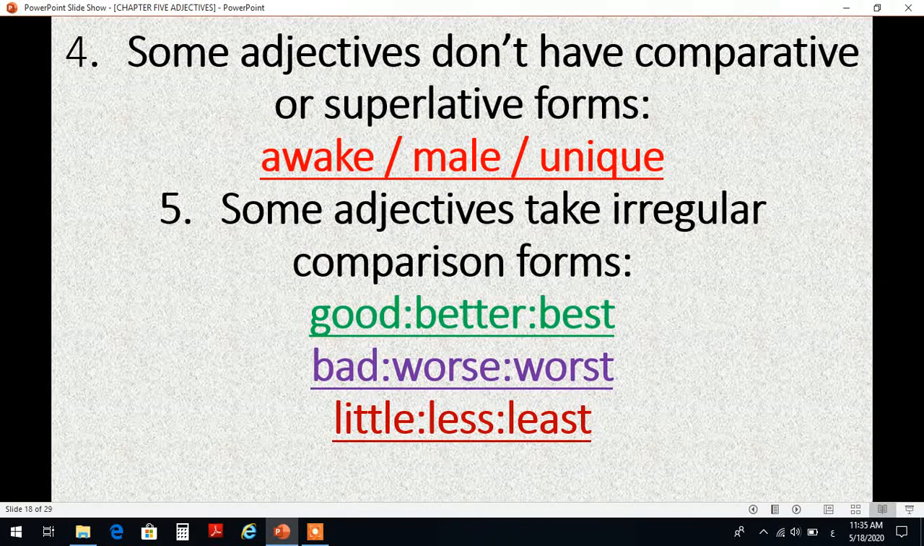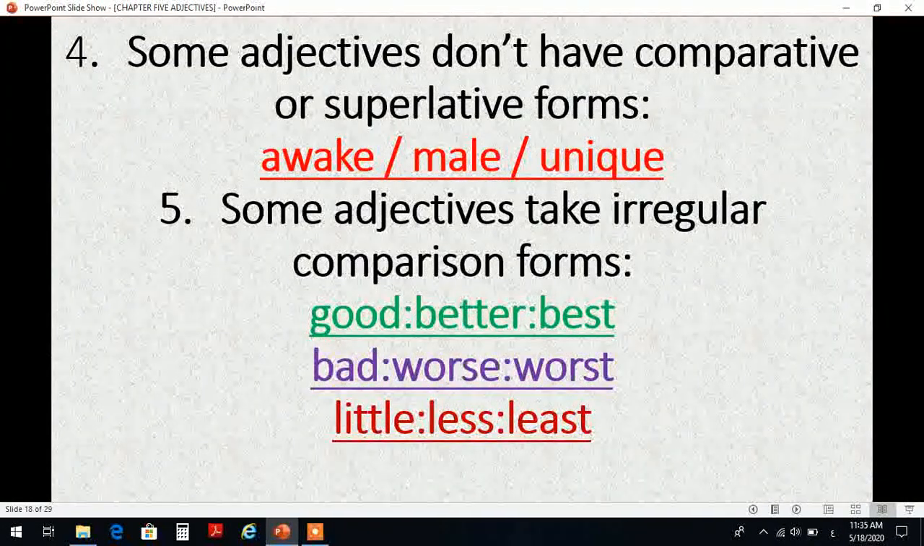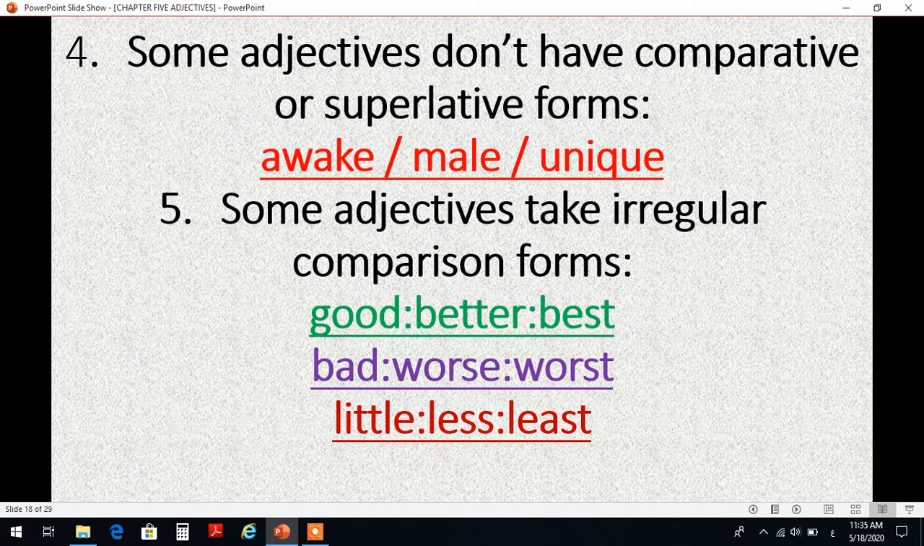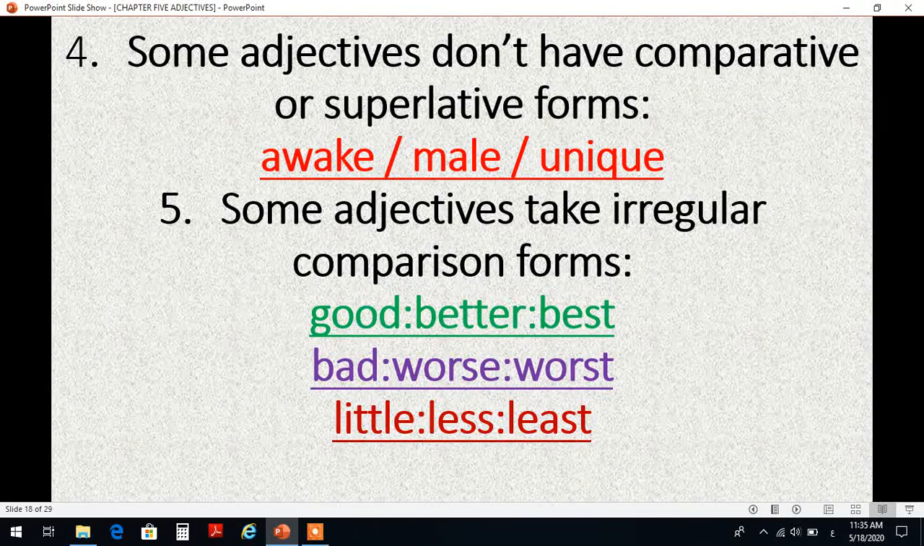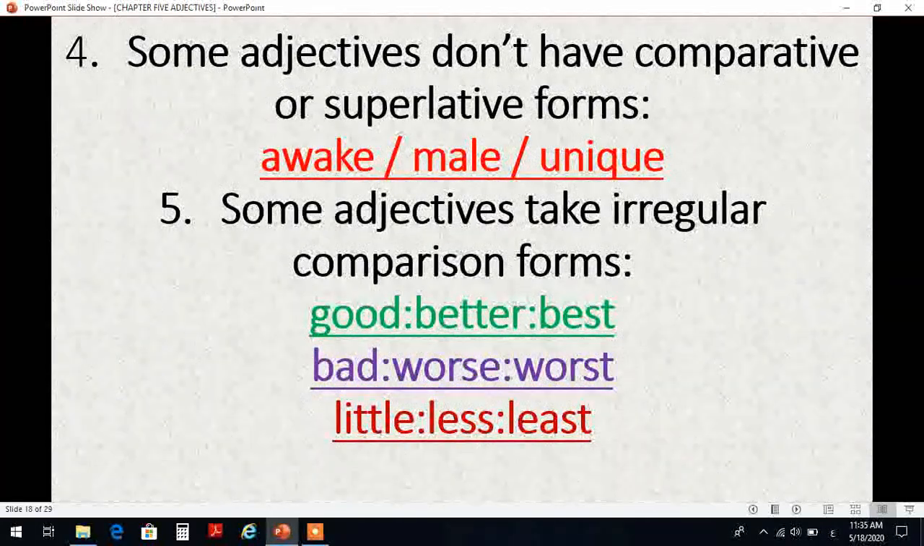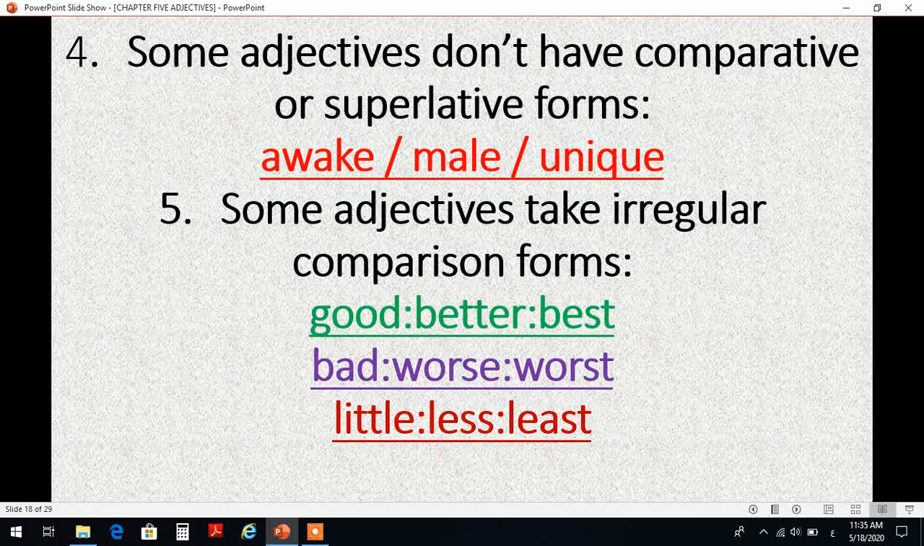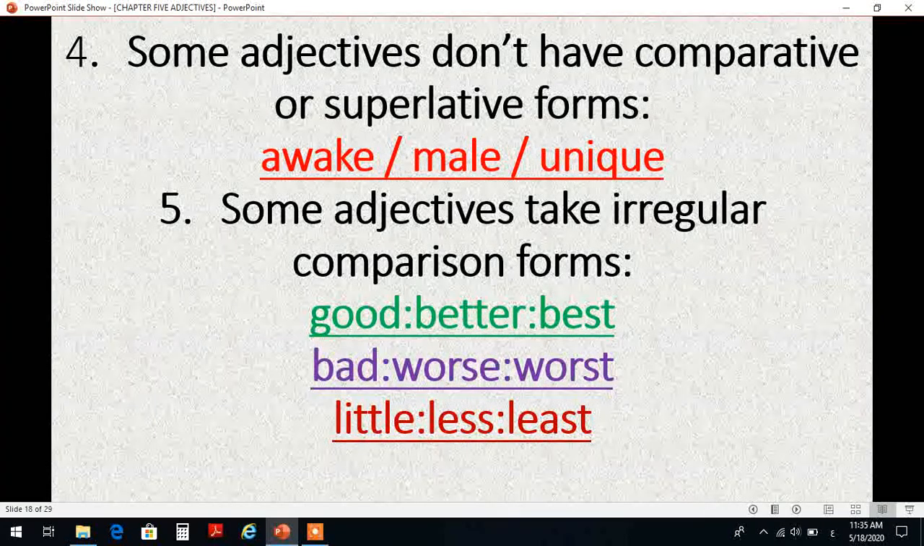Number 5, some adjectives take irregular comparison forms. بعض الصفات حين نريد أن نطبق عليها درجات المقارنة فتكون غير قياسية، أي لا نضيف er est ولا نضيف more and most، بل لديها قوالب خاصة ثابتة بها.